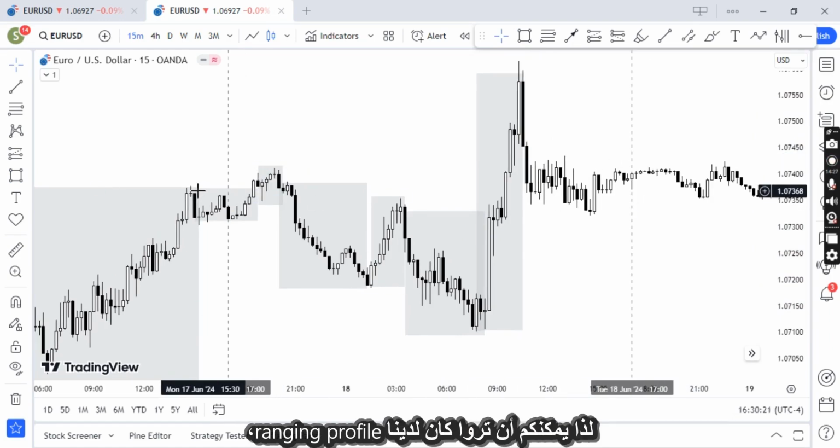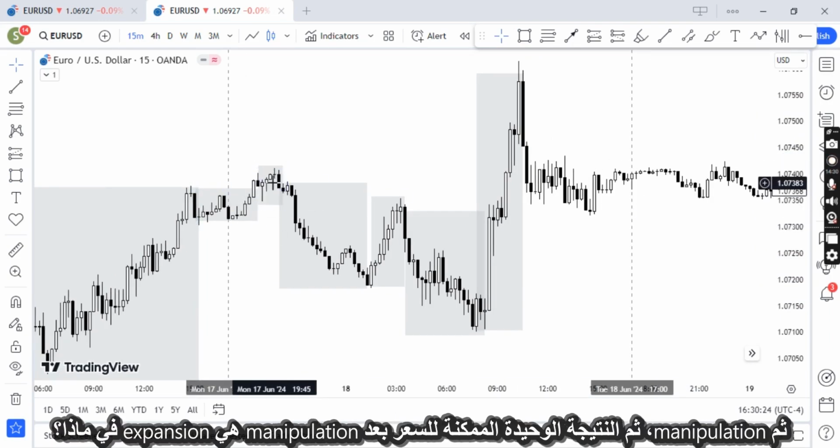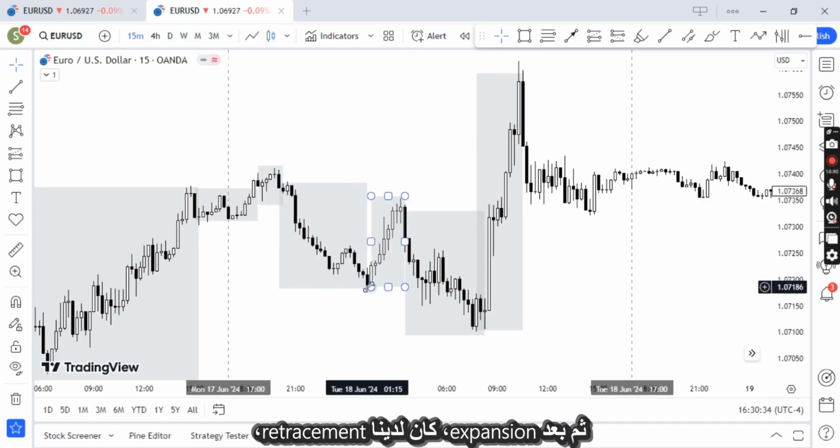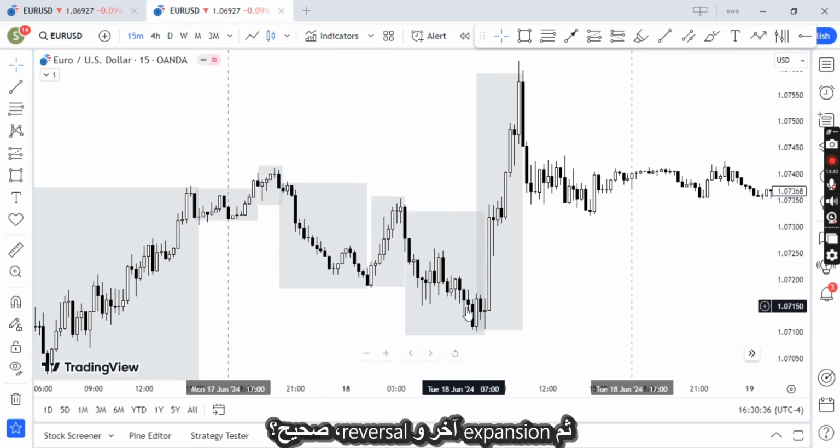So you can see we had a ranging profile, manipulation, and then the only possible outcome for price after manipulation is to expand in what? In the opposing direction, in the opposite direction. And then after an expansion we had a retracement, then another expansion and reversal, right?